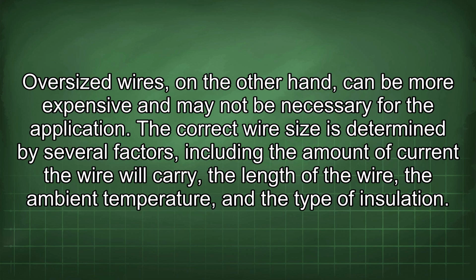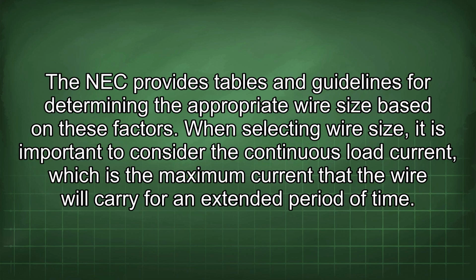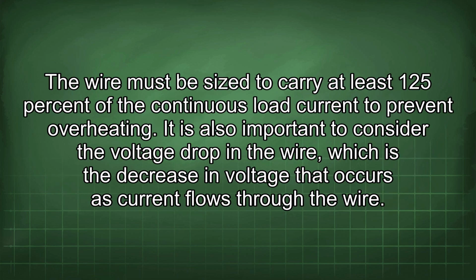The correct wire size is determined by several factors, including the amount of current the wire will carry, the length of the wire, the ambient temperature, and the type of insulation. The NEC provides tables and guidelines for determining the appropriate wire size based on these factors. When selecting wire size, it is important to consider the continuous load current, which is the maximum current that the wire will carry for an extended period of time. The wire must be sized to carry at least 125% of the continuous load current to prevent overheating.